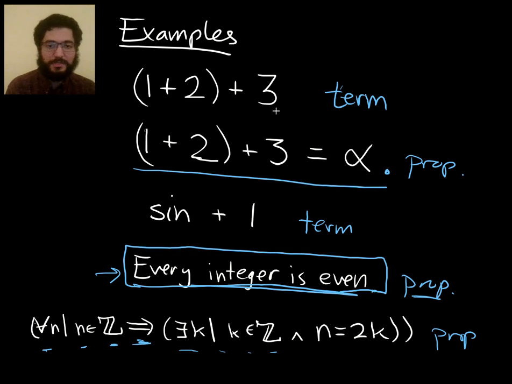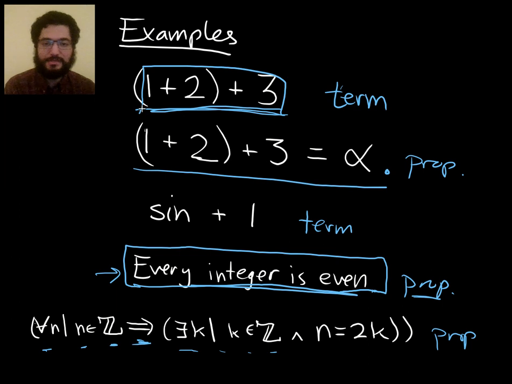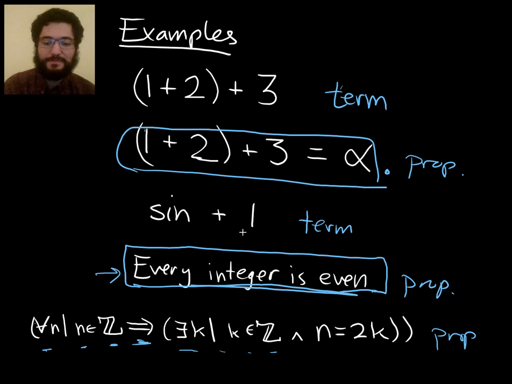1 plus 2 plus 3. It's not that this is true or false. It's not true, but not because it's false. It's not true because it's neither, right? It doesn't have a truth value. It doesn't make sense to ask whether this is true or false. This, on the other hand, it does make sense to ask whether it's true or false.